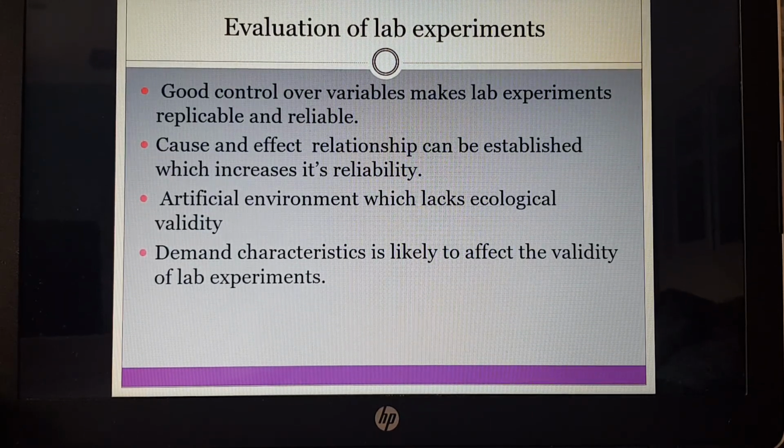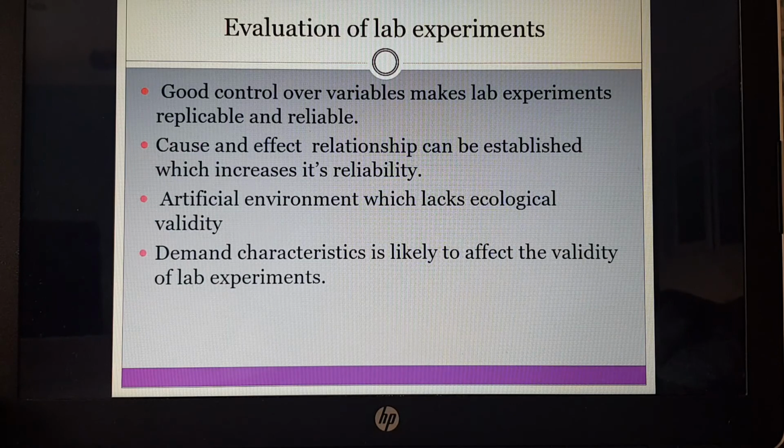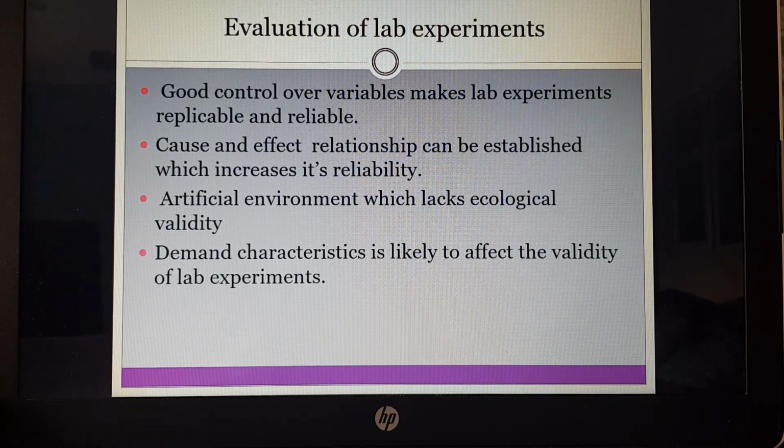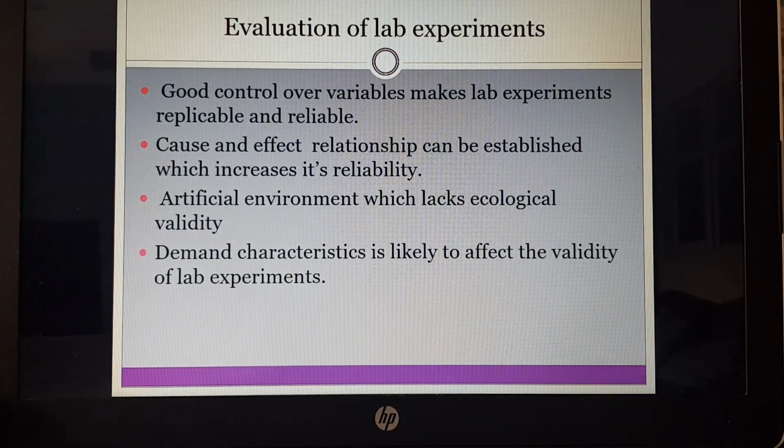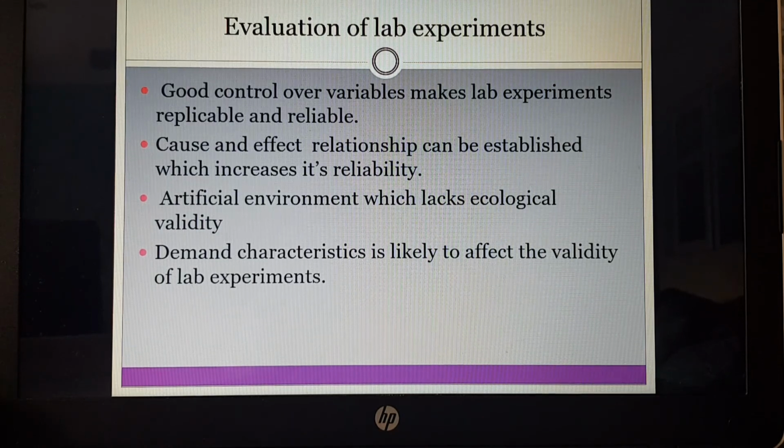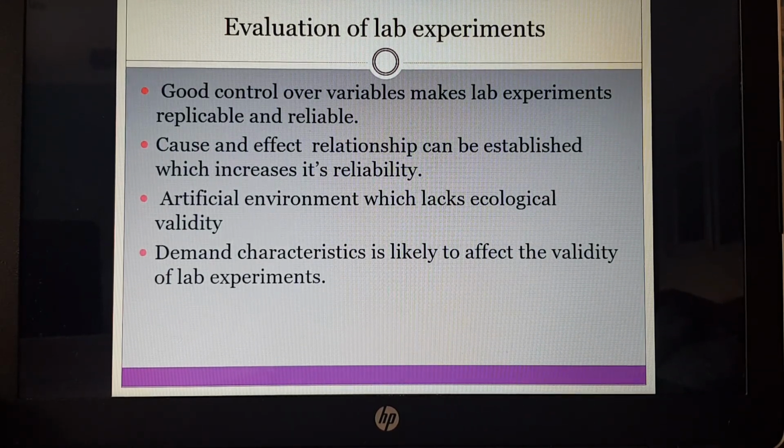Cause and effect, as we said earlier, can be established, which also adds to the reliability, and it makes it more standardized. However, because it's an artificial environment, it does lack something called ecological validity. An artificial environment is in a lab, which is not a natural environment for participants. Therefore, we can't really generalize its applicability to the real world.